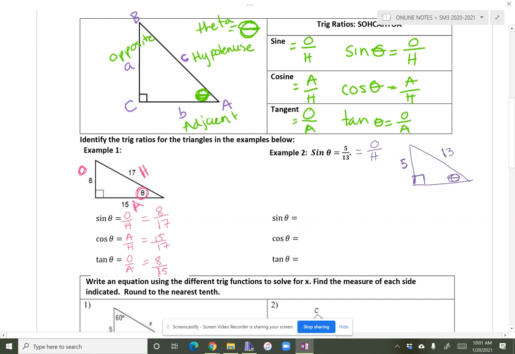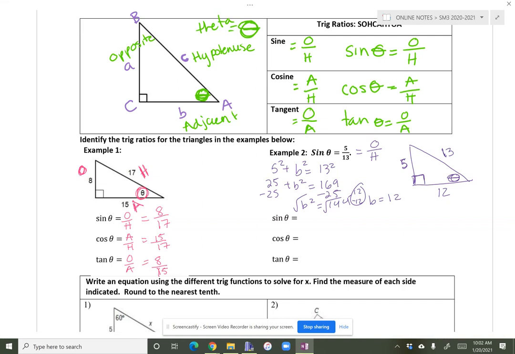The only one I need to find is the adjacent, so I'm going to have to use the Pythagorean theorem. So I'm going to go 5 squared plus b squared equals 13 squared. And I get 25 plus b squared equals 169. Subtract the 25, and I get b squared equals 144. Square root it, and I get b equals 12, because 144 is 12 times 12. Okay, that's a little extra that kind of combines the things we've done with this.